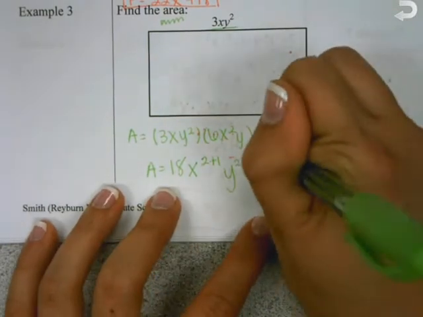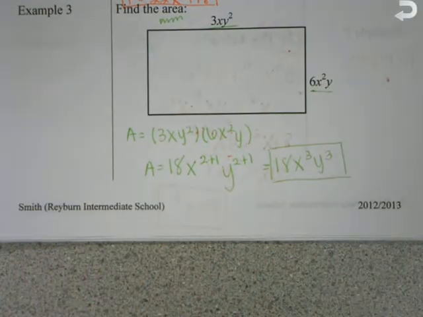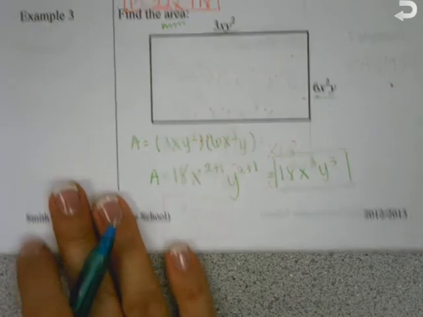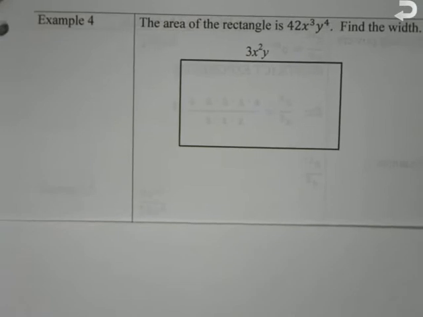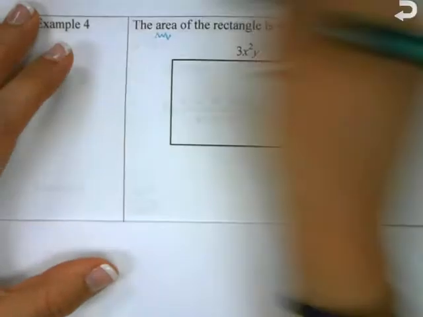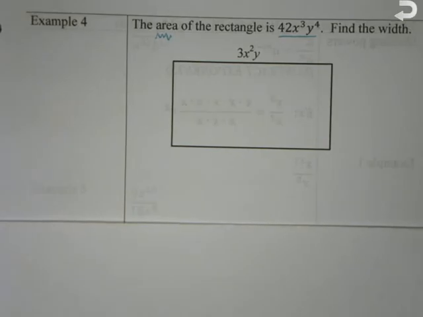That's cool. Awesome. Okay, questions, comments, or concerns about this one? Okay, example 4. Now, make sure you write the problem down, okay? Because you will see problems like this. The area of the rectangle is 42x to the third, y to the fourth. I want you to find the width.